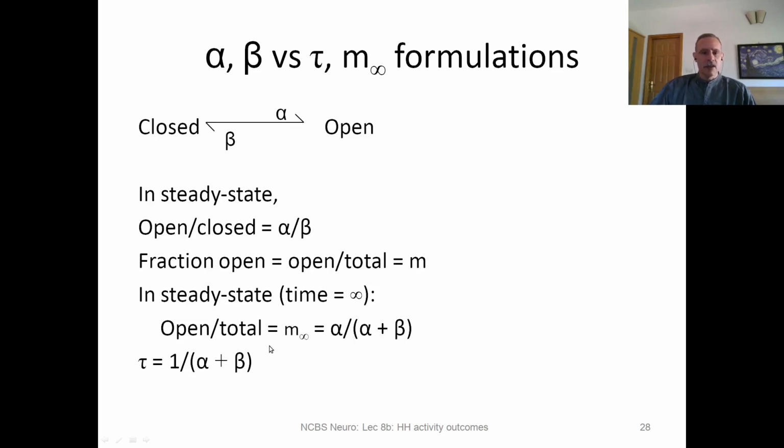And further, you can show by solving the charging and the opening and closing exponential form that tau is simply 1 over alpha plus beta. So this is the mapping between m infinity and alpha and beta, and tau and alpha and beta. So as I said, they can be derived from each other. It's easier to experimentally measure m infinity and tau, but in terms of calculating it, it's easier to think of alpha and beta.